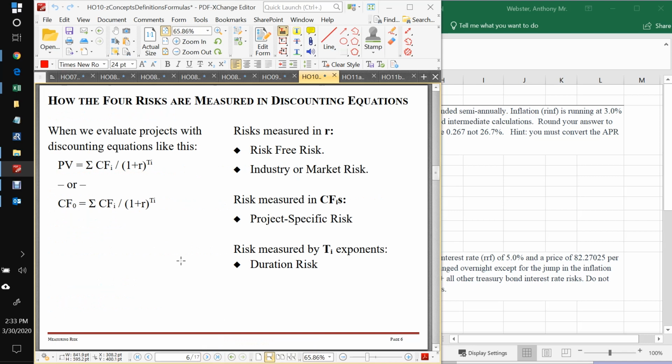And how the four risks are measured by virtually everyone in the world, but Warren Buffett, who does things slightly differently, works as follows. In the discount rates, everybody in the world but Warren Buffett includes the risk-free risk and an increment for industry or market risk. And in the cash flows, they'll try and put the project-specific risk. And as I've said before, built into our discounting equations, our duration risk is measured by time.